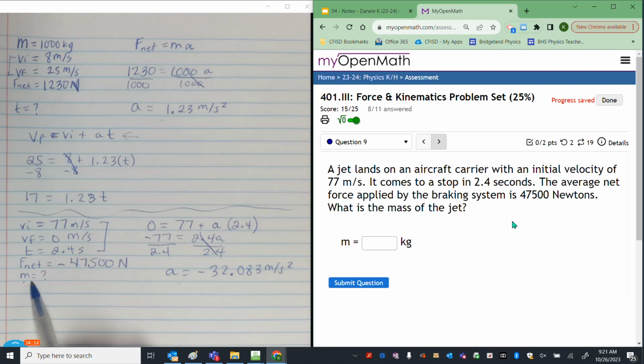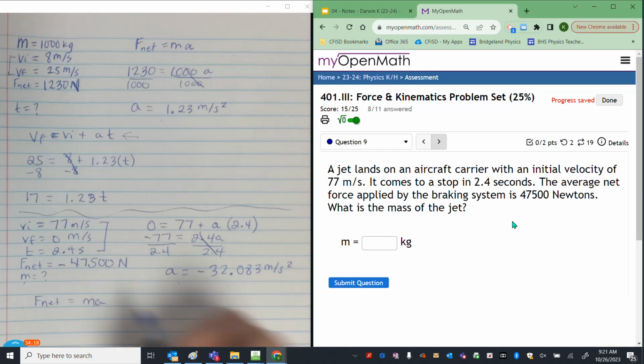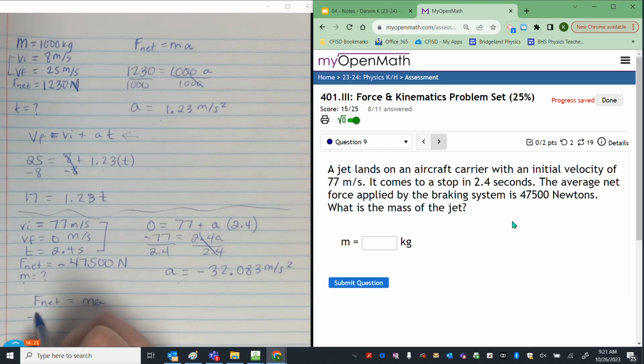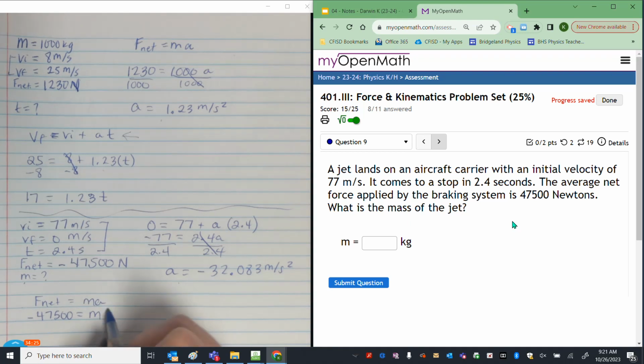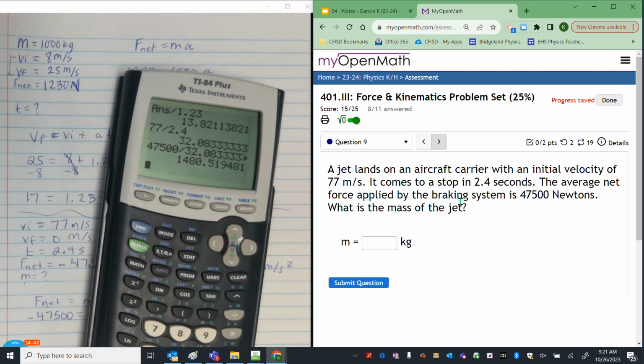Again, we're going to go now to our F-net equation. F-net equals m times a. We know F-net is negative 47,500. It is equal to m times the acceleration I just found, which is negative 32.083. Again, that is rounded. So in my calculator, I'm going to divide 47,500 by the whole value instead of the rounded one, because I don't want any rounding error in here. And when I do that, I get 1,480.52.